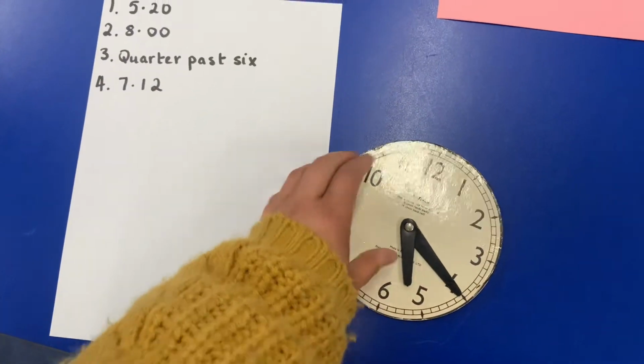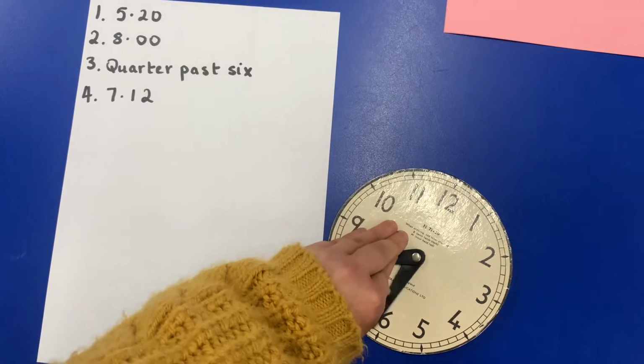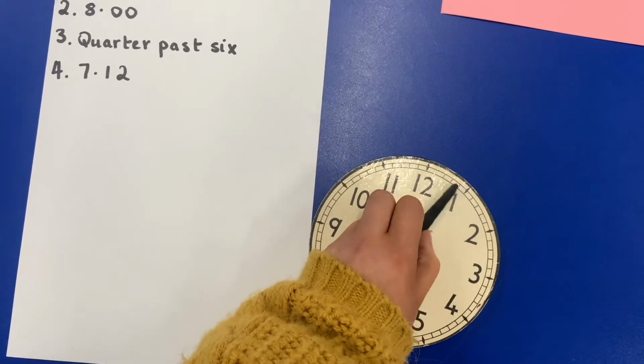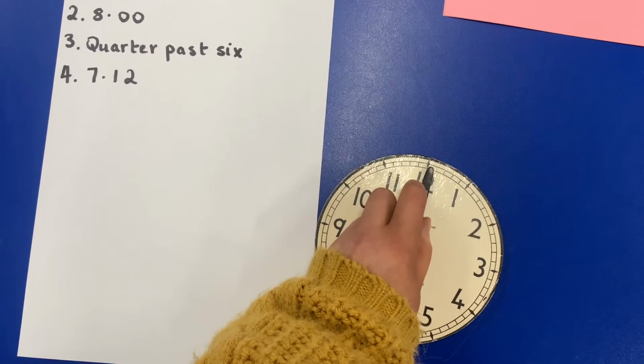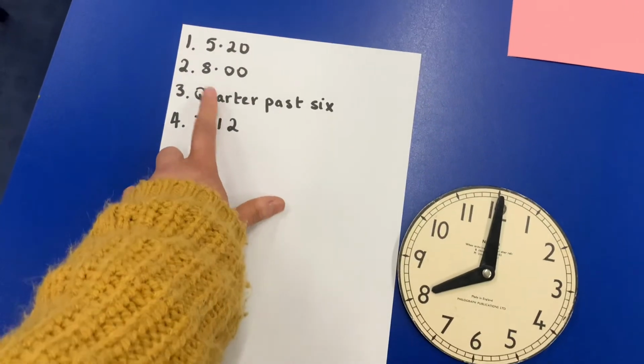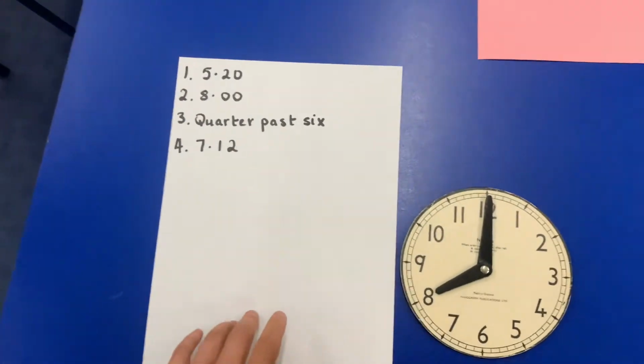We've got 8 o'clock. So that's bang on the hour. And again, I'll put my hour hand there and my minute hand on the o'clock. So you can see 8 o'clock, 8 p.m. or 8 a.m. and it's 8 o'clock on our analog clock as well.